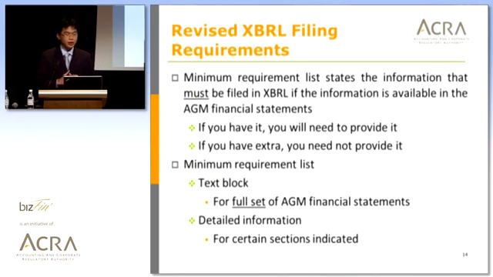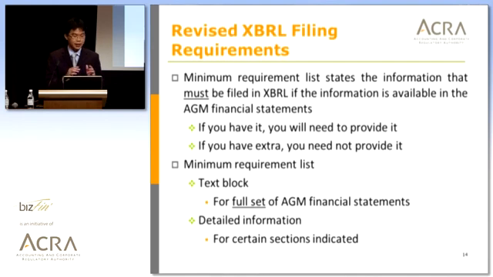So this slide actually explains what we mean by a minimum requirement list, which is the concept I explained earlier. It states that the information within the list must be found in XBRL to us if the information is available in your AGM financial statements. So basically it means that if this piece of information required within the list is present within your financial statements, you will need to provide it to us. If you have something extra within your financial statements on top of what is required in the list, you will not be required to provide it to us.